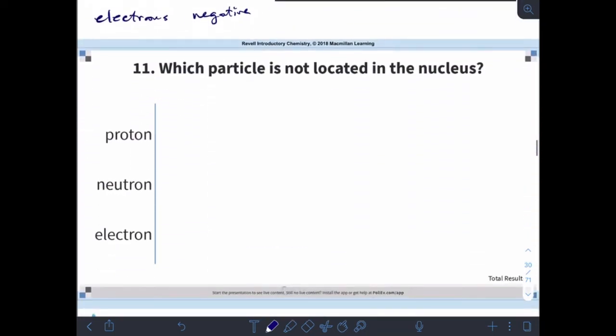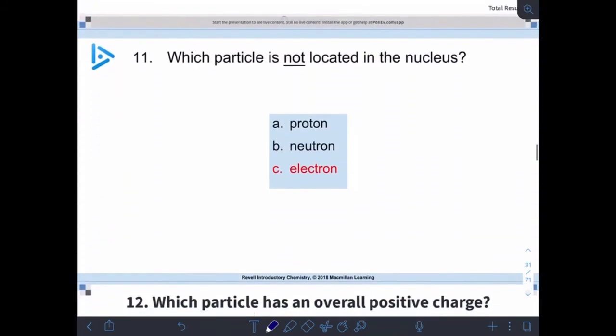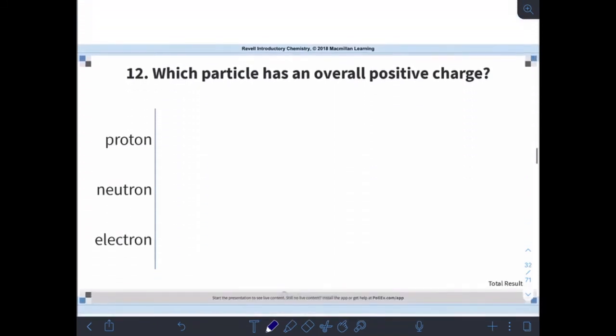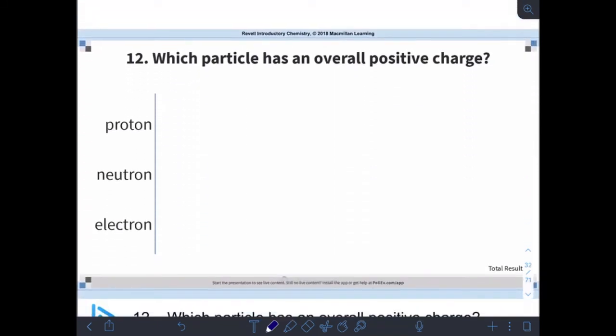So which particle is not located in the nucleus? So if the nucleus is made up of protons and neutrons, then the only one of these three that is not part of the nucleus is the electron. So which particle has an overall positive charge? So P for positive, P for proton.